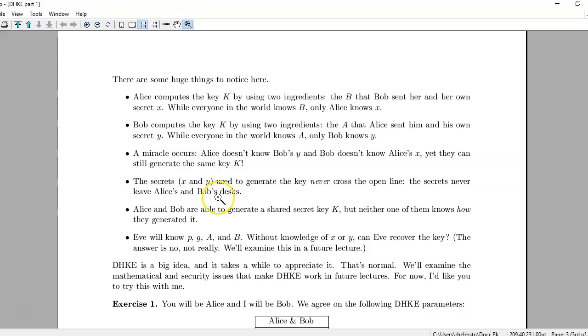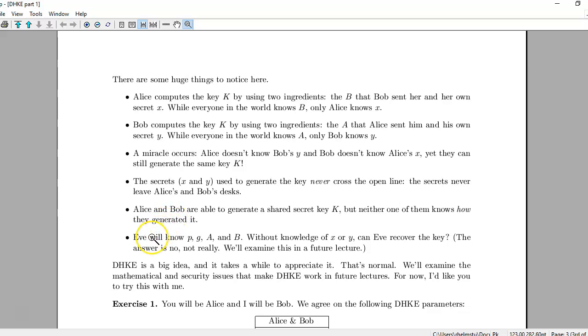Here's the important thing. The secrets they use, Alice used a secret X, Bob used a secret Y, those secrets never went over the open line. Those secrets never left their desks. That's the power of Diffie-Hellman key exchange. The secret information that they use in the recipe for this key never leaves their desk. It never has to go out in public. That's huge. Since they don't know each other's secret, this is even safe from each other. Neither one of them knows how they generated the same key. Alice does not know Bob's secret, and Bob does not know Alice's secret.